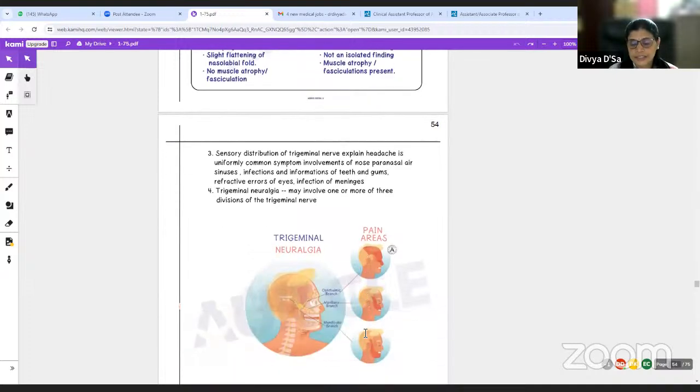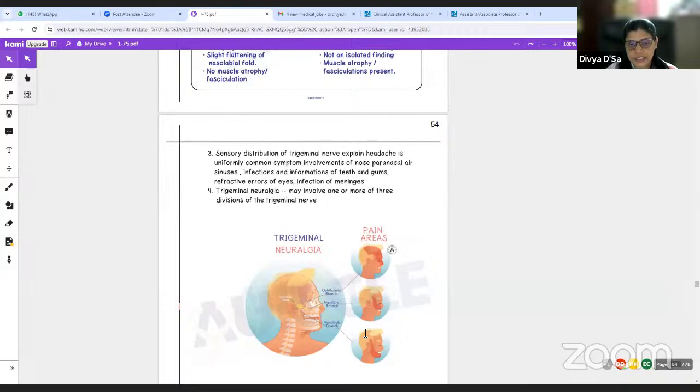Okay, and the sensory distribution of the trigeminal nerve. You saw how it divides into the three divisions: ophthalmic, maxillary, and mandibular. That is why, from the sensory distribution, it explains that headache is a very common symptom involving the paranasal sinuses, infections and inflammation of the teeth and gums. And refractive errors of the eye, and infection of the meninges can also affect.